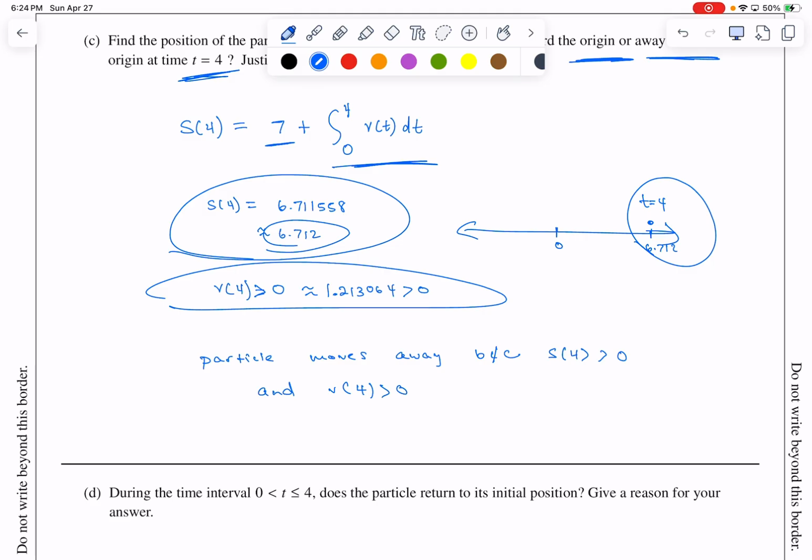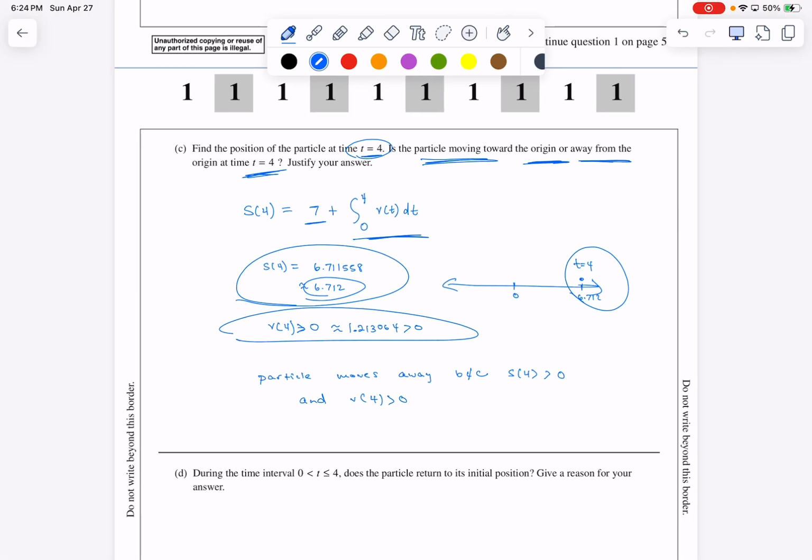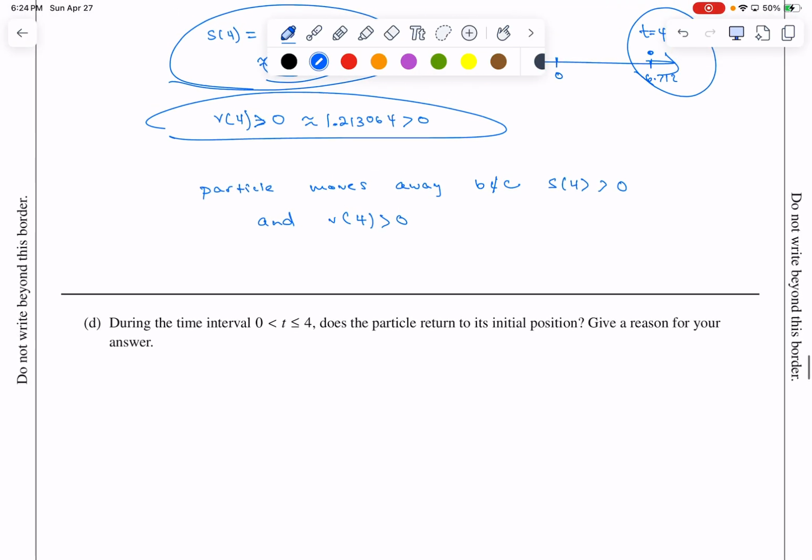Okay, part D. This one's worth 2 points. During the time interval from 0 to 4, does the particle return to its initial position? Give a reason for your answer. Okay, so what I'd have to do is, first of all, what's its original position? It was at 7. My question is, somewhere in between 0 to 4, will it get back to 7?